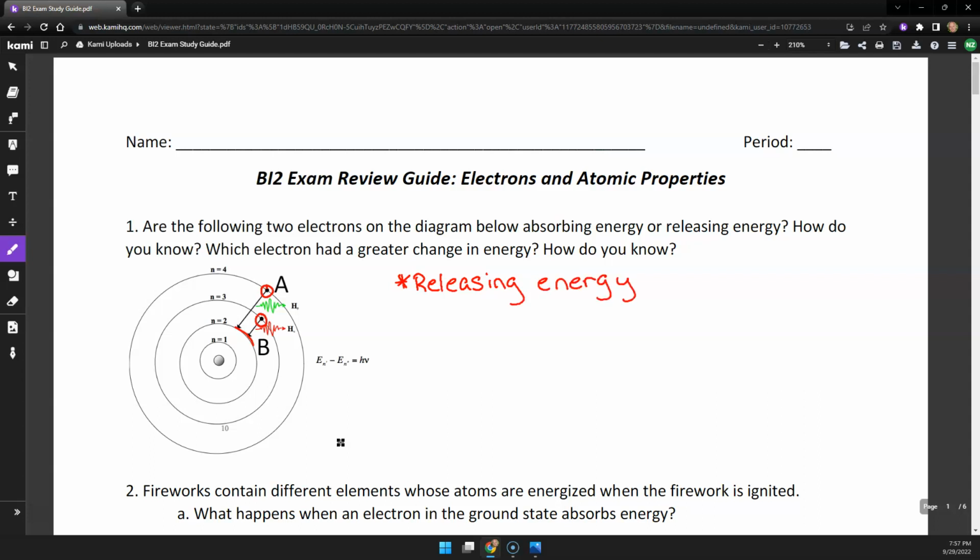Okay, how do you know? Well, obviously we're falling from a higher energy level down to a lower energy level. And electron A is going from energy level 4 to energy level 2, which is a much higher energy level change. So it went from 4 to n equals 2, which is a much higher change than the other one, which went from 3 to 2.